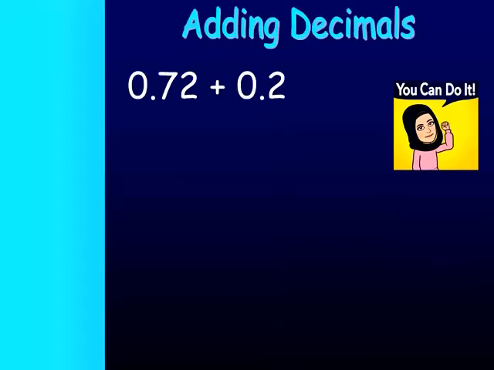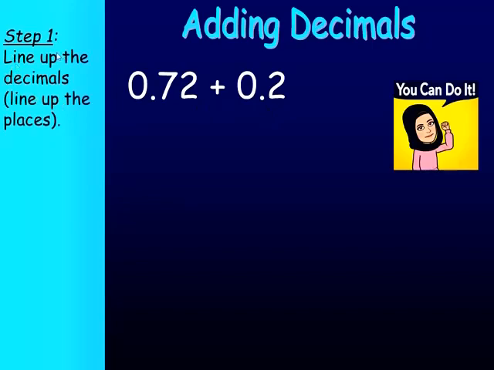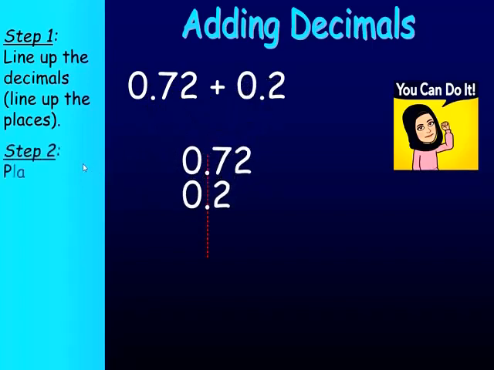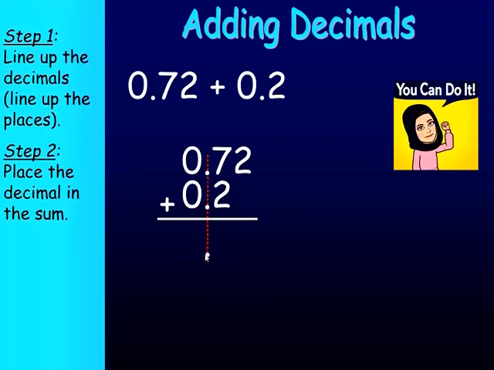Now again we want to add these two numbers, 72 hundredths plus 2 tenths. Basically the first step to add decimals is to line up the decimals. That means to line up the places. So this is the first number and this is the second number. Now the second step is to place the decimal point in the sum. Now start adding. Okay, before that, step 3, add zeros if necessary.